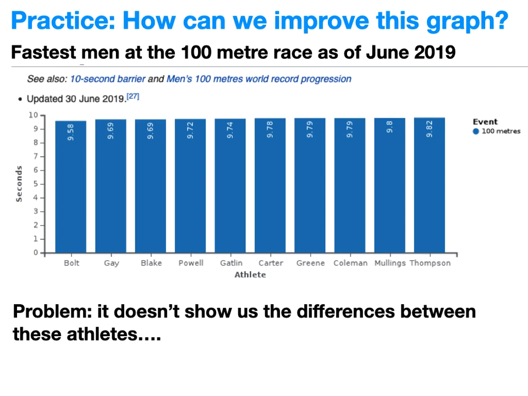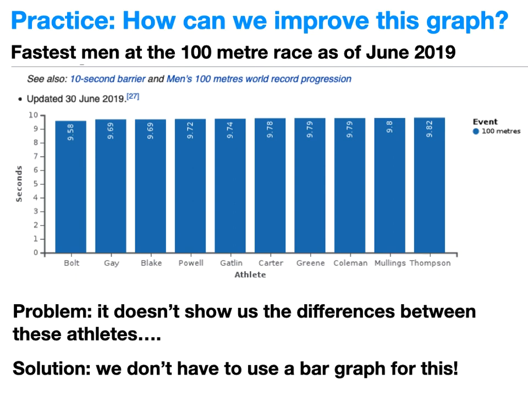A problem here is that it doesn't really show us the difference between these athletes. One solution is that we don't actually have to use a bar graph for this. So think about how we could represent these data in some other way.